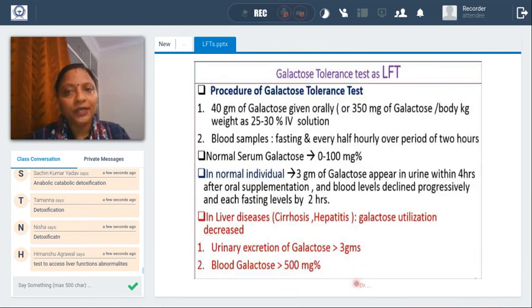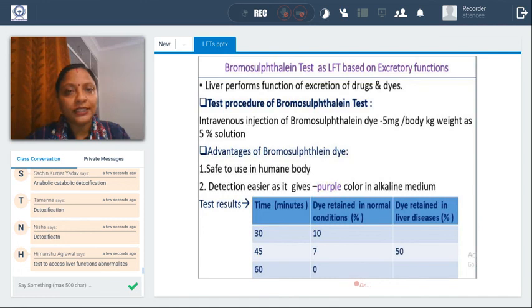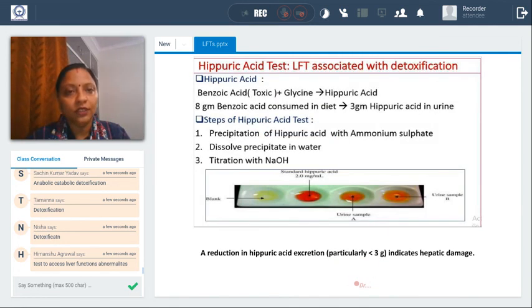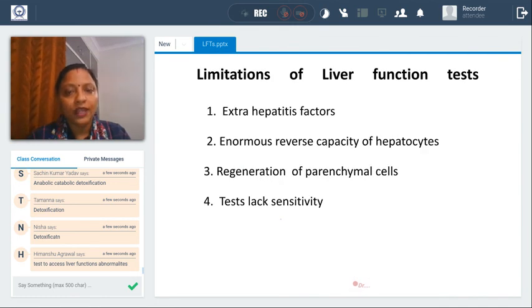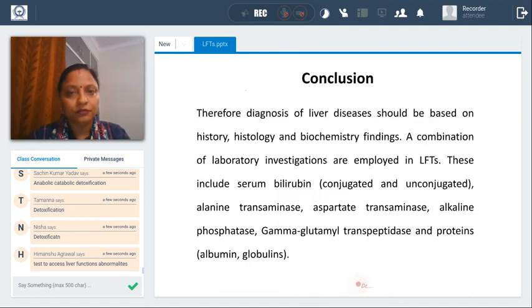These are some tests: prothrombin test, galactose tolerance test, bromosulfophthalein test for excretory function of liver. This is hippuric acid test for detoxification. This is Icterus index. It is a diagnostic test for serum bilirubin. And these are the limitations of liver function tests, like extrahepatic factors like nutrition and many others, enormous reserve capacity of hepatocytes, regeneration of parenchymal cells, and some tests lacking sensitivity.